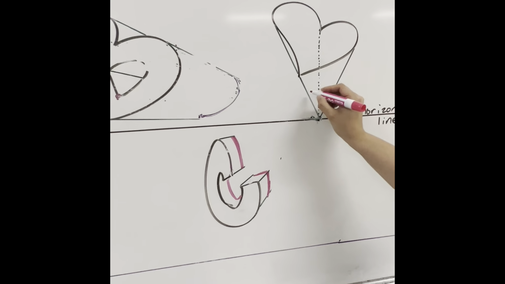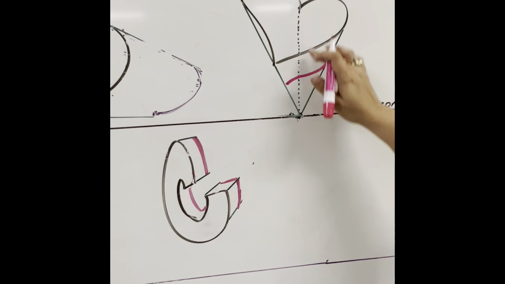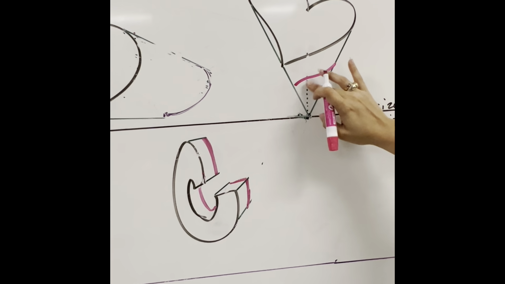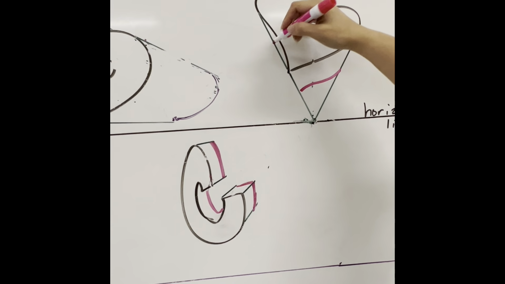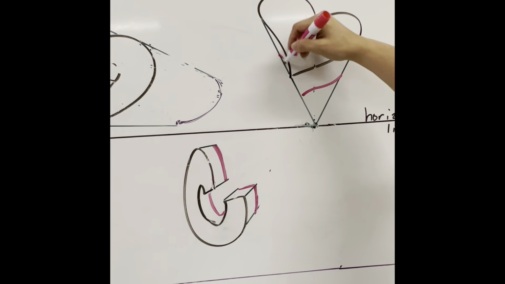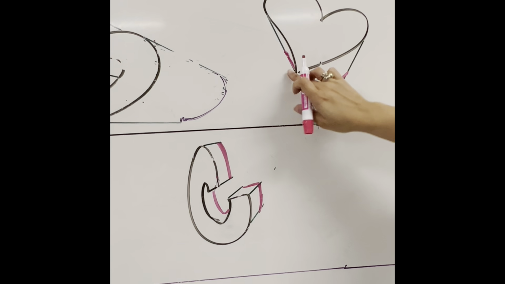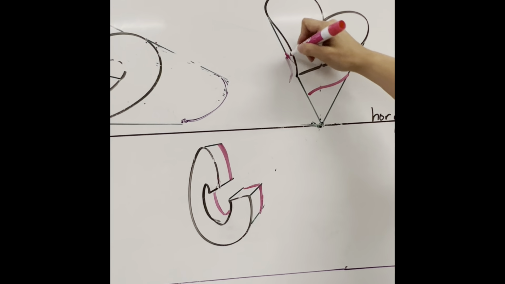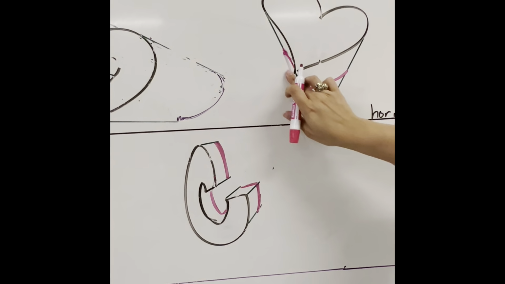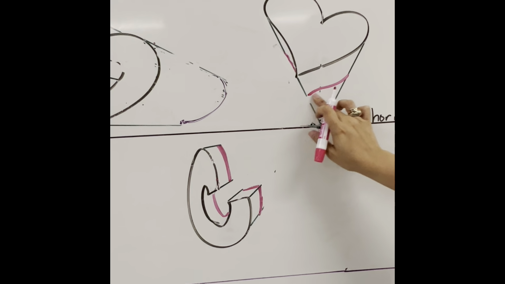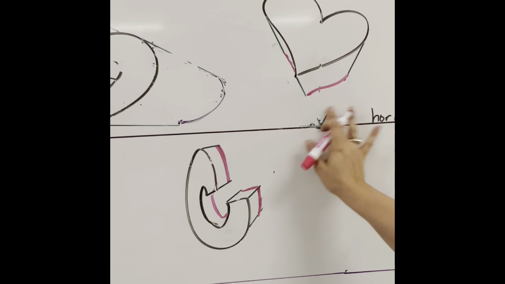Same thing with my little heart. I'm gonna draw my back side right here. I'm not gonna see any of this stuff. And I might see a smidgy of like back over here, like that, but it's gonna be like the tiniest smidge. And it'll look something like that.